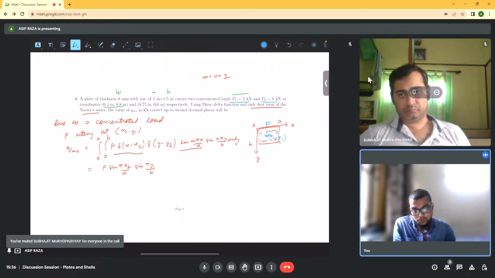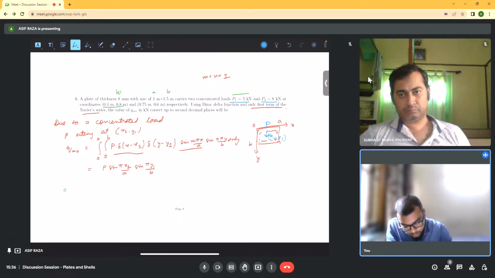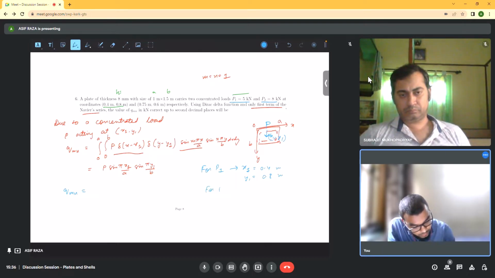So with the use of the principle of superposition, Qmn can be found using the contribution through P1 and P2. So we directly cannot write. For P1 we have x1 equal to 0.4 and y1 equal to 0.8, and for P2, x1 equals 0.75 and y1 equals 0.6 meter.